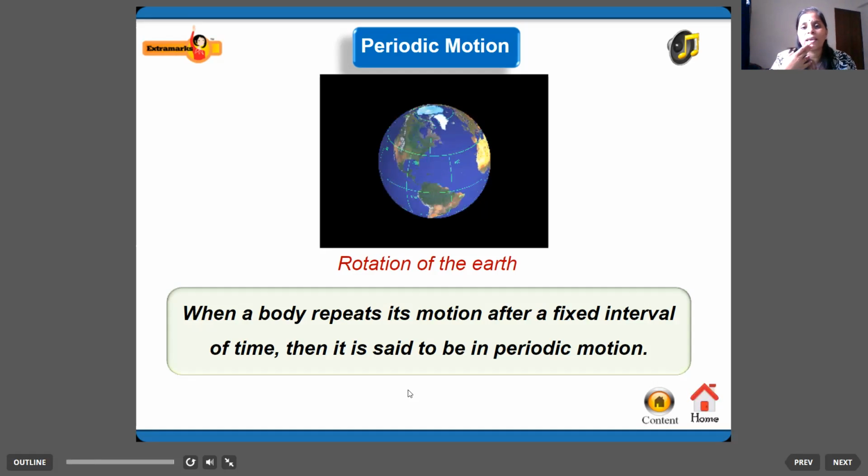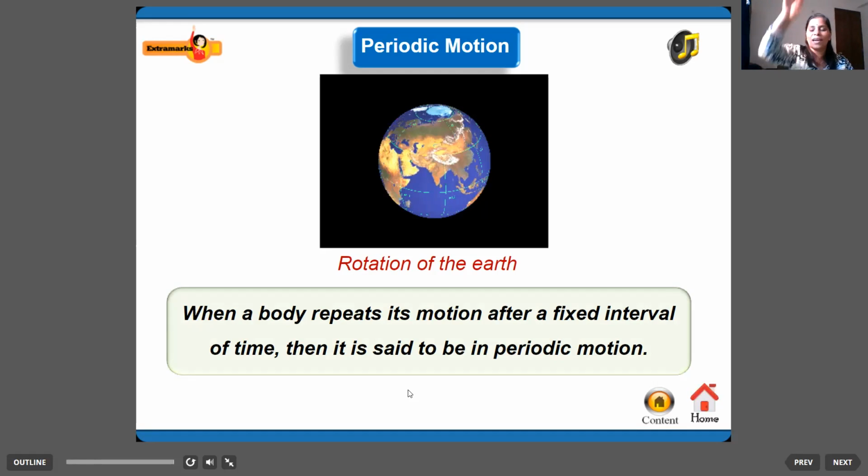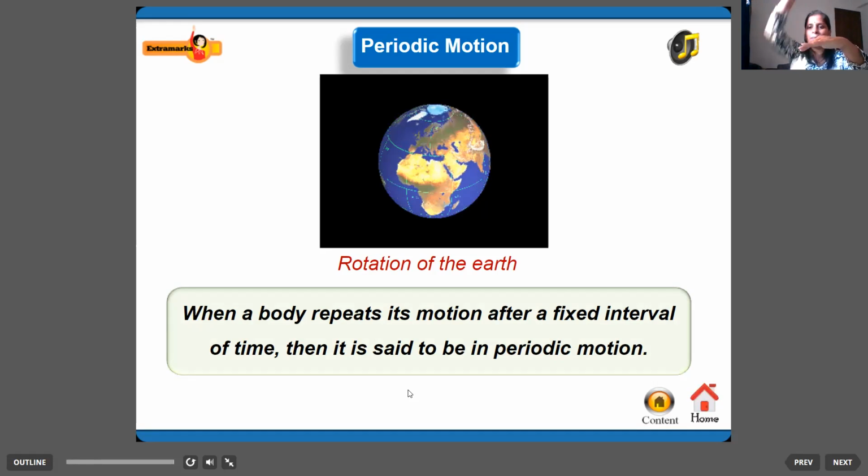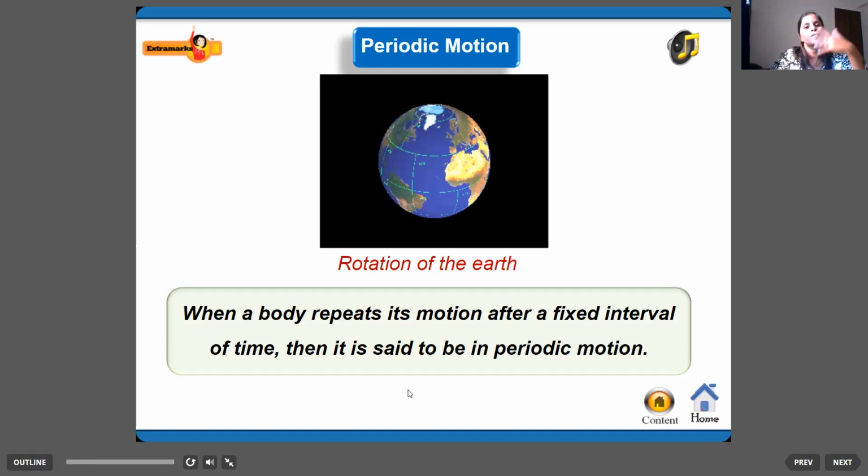You all would have played with the branches of trees. What do you do? You pull the branch down and then you leave it. What happens to the branch? Then it starts moving like this. From the mean position, it goes up, comes down, goes up, comes down. That is also an example of periodic motion.